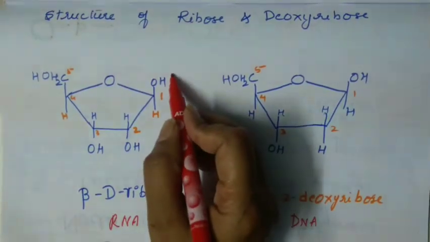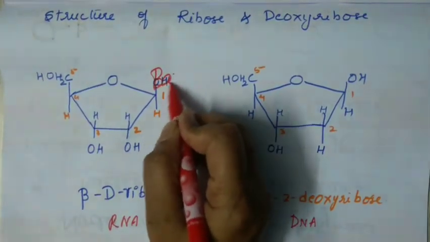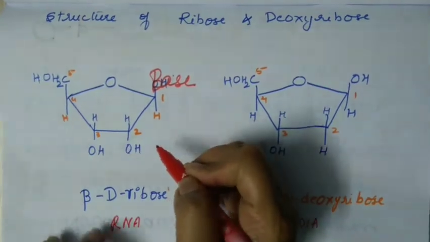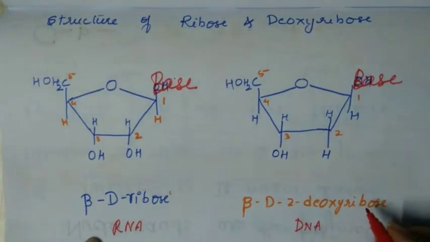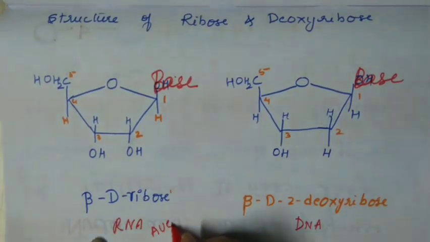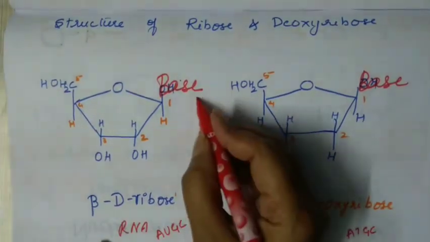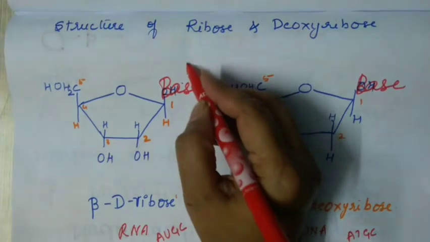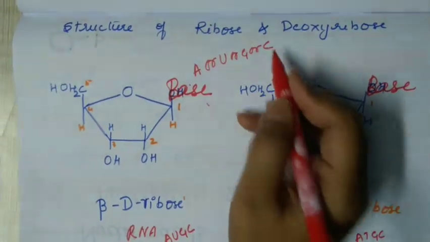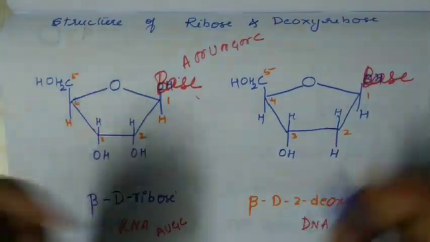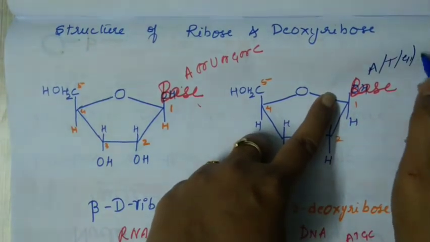And where are the bases and phosphoric acid present? The base is attached at this position. The OH of this ribose sugar is replaced by the base. Both in RNA and DNA? Yes, both in RNA and DNA. And in RNA, which are the bases? A, U, G, C. And in DNA it is A, T, G, C. All the 4 are present here? No. It can be either A or U or G or C. In this case, it can be A or T or G or C.